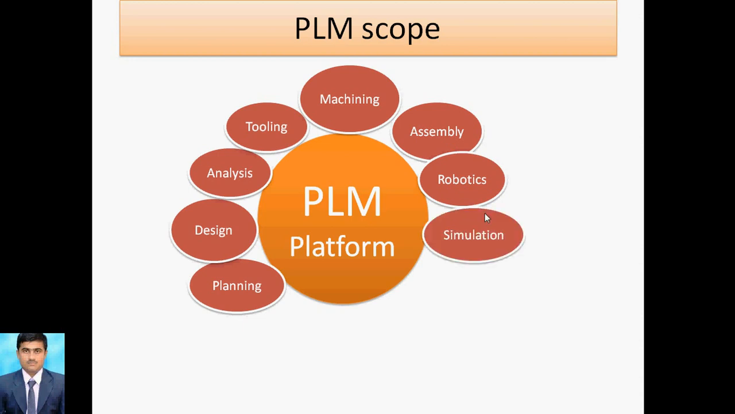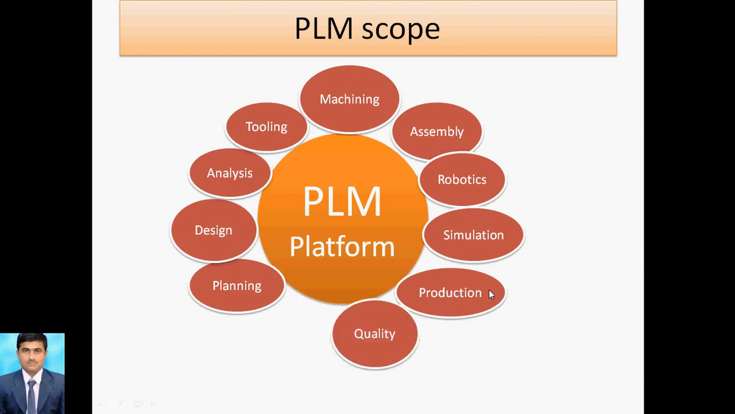The next important phase is simulation. So before assembly, we can simulate and observe the effect on this product. So this is also important. Then production. If it is okay from the simulation as well as the robotic purpose, then PLM platforms improve the production.